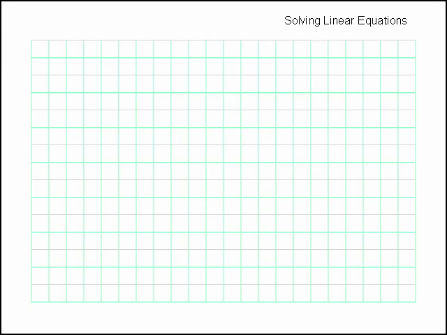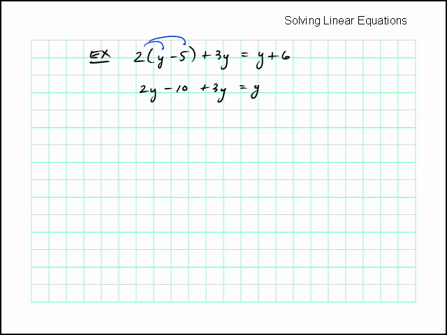Here's another. 2 times y minus 5 plus 3y equals y plus 6. Okay, once again, we will first get rid of those parentheses by distributing this 2 like that. That'll give us 2y minus 10 there, plus 3y equals y plus 6.